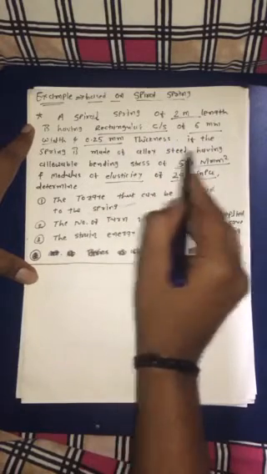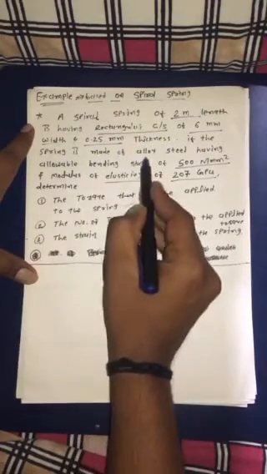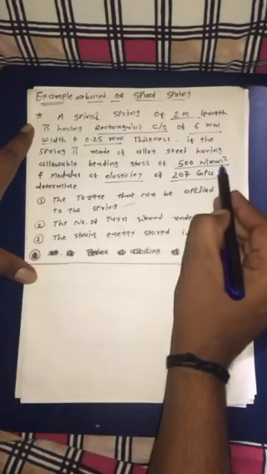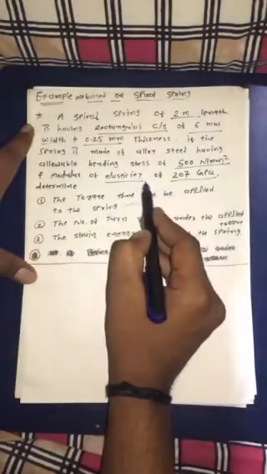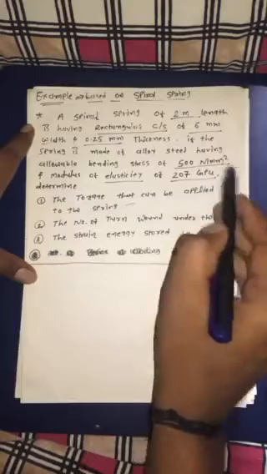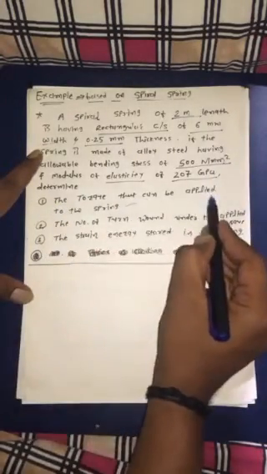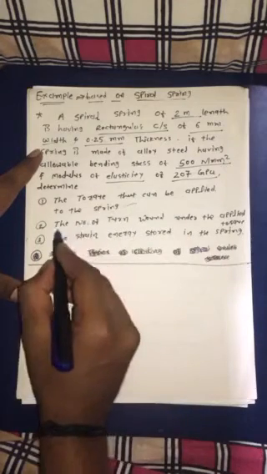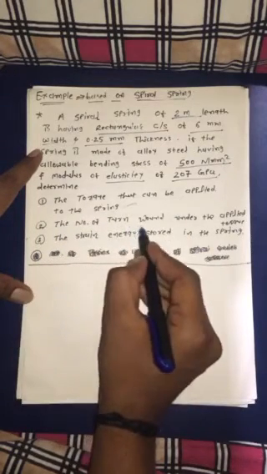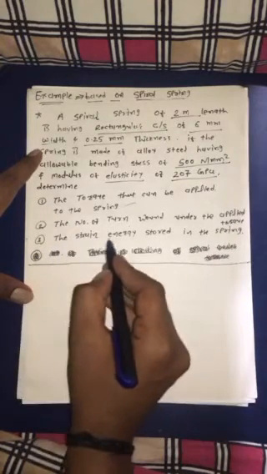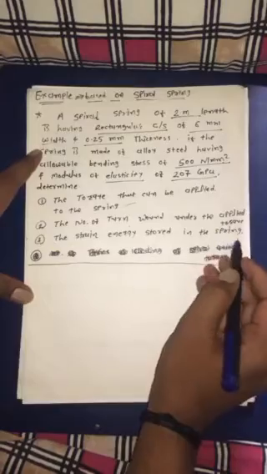thickness. If the spring is made of alloy steel having allowable bending stress of 500 Newton per mm square and the modulus of elasticity of 207 gigapascal. Now determine the torque that can be applied to the spring. Second one is the number of turns wound under the applied torque, and the third one is the strain energy stored in the spring. Okay, now start the example.